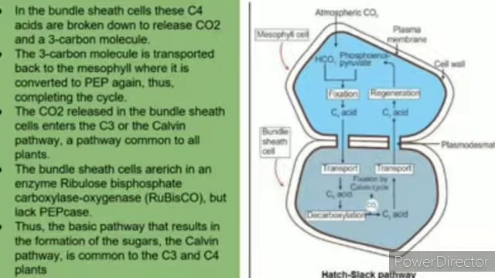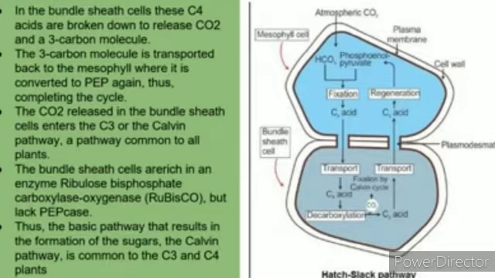In the bundle sheath cells, these C4 acids are broken down to release carbon dioxide and a 3-carbon molecule. The 3-carbon molecule is transported back to the mesophyll, where it is converted to PEP again, thus completing the cycle. The carbon dioxide released in the bundle sheath cells enters the C3 or Calvin pathway, a pathway common to all plants. The bundle sheath cells are enriched in the enzyme ribulose bisphosphate carboxylase oxygenase, short form Rubisco, but lack PEP carboxylase.